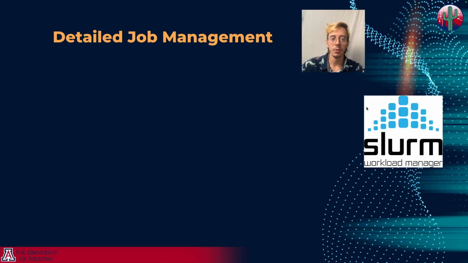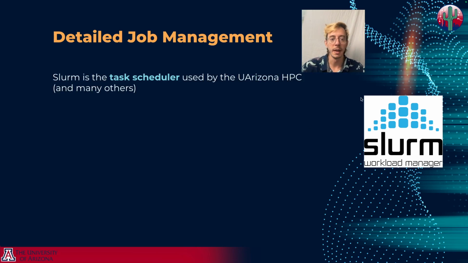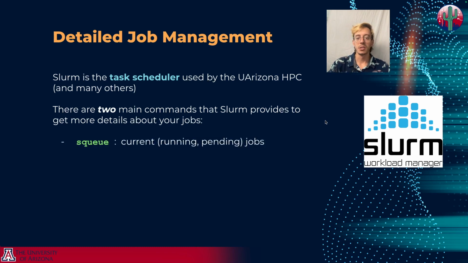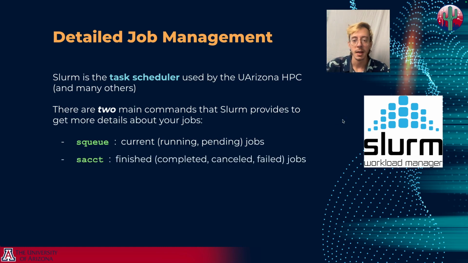So let's talk about how to get more details from our job management process. So Slurm is the task scheduler used by the Arizona HPC, as well as many other HPC systems. And there are two main commands that Slurm provides in order to get more details about your jobs. And pretty much all of the commands that Slurm provides start with the letter S. So squeue will give you a list of current, either running or pending jobs, and sacct will give you a list of finished, either completed, canceled, or failed jobs.